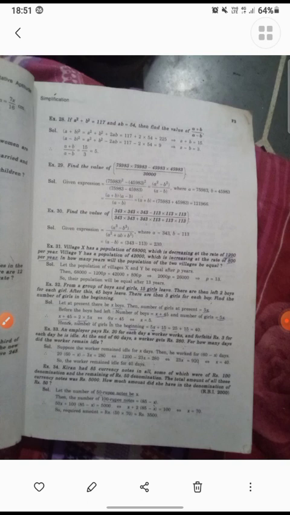Village X has a population of 6800, which is decreasing at the rate of 1200 per year. Village Y's population is 4200, which is increasing at 800 per year. Okay, so now solving this: 6800 minus 4200 equals 2600, and now 2000 equals p, so p equals 13.